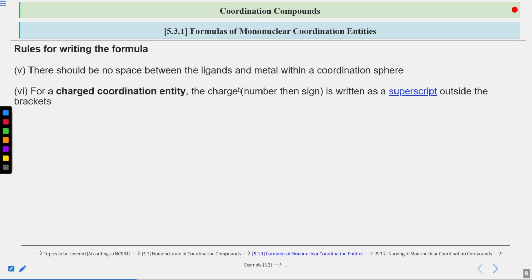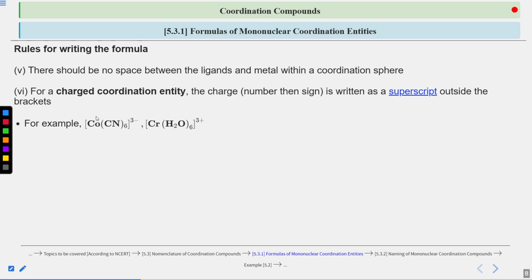In the case of polyatomic ligands, when you enclose the ligands in parentheses, you then have to put the superscript of the charge. You have to put the charge as a superscript outside the bracket for the charged coordination entity. Okay, in the case of the coordination sphere also, if our coordination sphere is anionic or cationic, then the charge is going to be present as a superscript outside the square bracket.